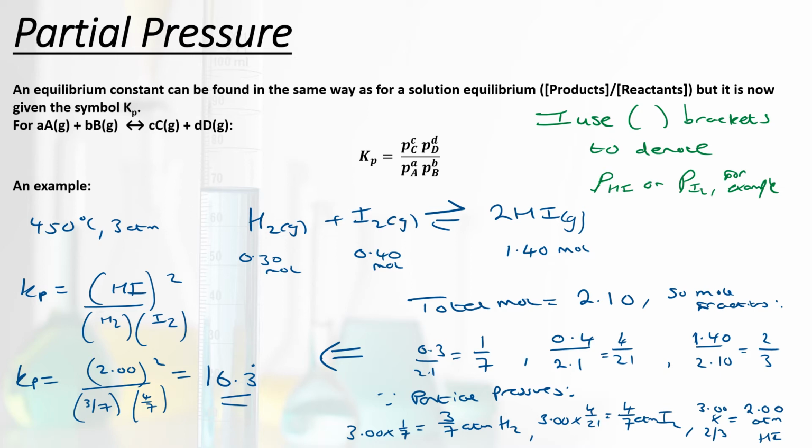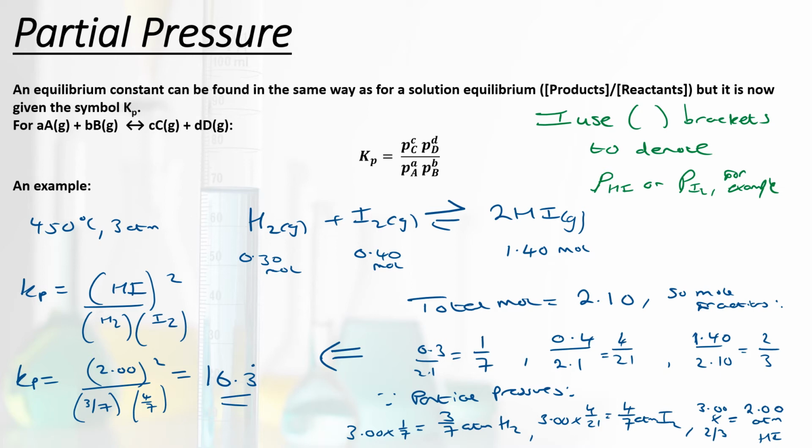Now that we have our Kp expression, we also have our partial pressures. We can simply put these partial pressures into the Kp expression. When we do that, we have 2 squared divided by 3/7 multiplied by 4/7. Remember, it's the partial pressure of the product divided by the partial pressure of the reactants. And when we do that, we end up with an answer of 16.3 for Kp.